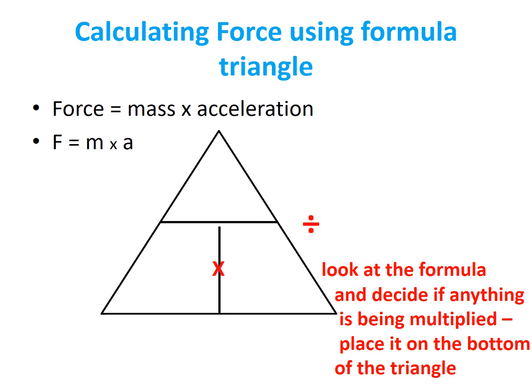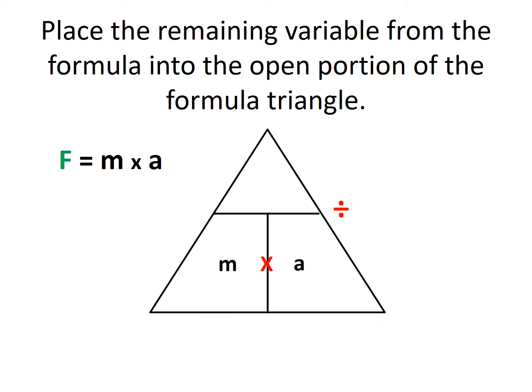So the way you set up your formula triangle is first look at your formula and see if anything's being multiplied. And in this formula, mass times acceleration is being multiplied. So we're going to put our mass on one side of the bottom and our acceleration on the other. Now, obviously, that leaves us with force. Force is the remaining part of our equation, so we need to put force in the remaining portion of the triangle. There we go. All right, so we have all the variables of our formula in our formula triangle.